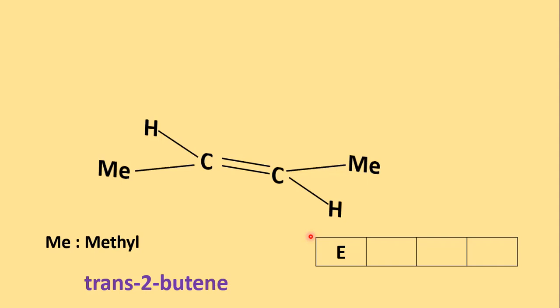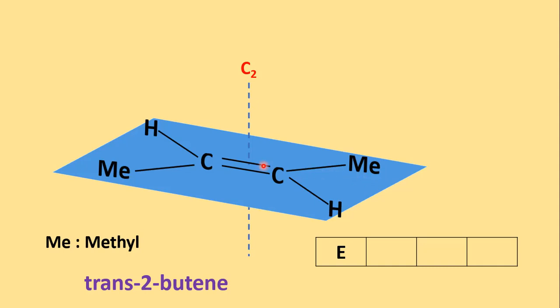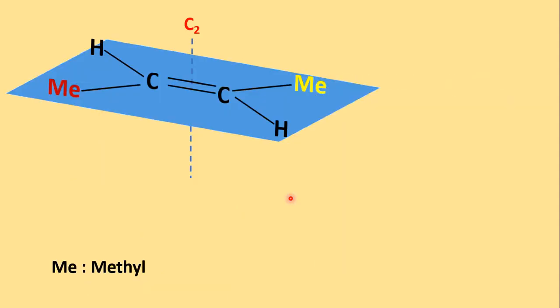Next we come to trans 2-butene. We find a carbon-carbon double bond here. Me is methyl group, and the C2 axis passes through the C=C double bond, and it is perpendicular to the molecular plane. We have colored the two methyl groups differently. This is yellow, this is brown, and when you make an 180-degree rotation, the two methyl groups are interchanged.